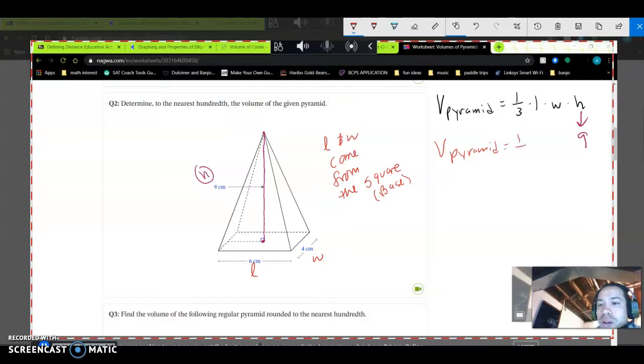So we can fill that in as the volume of our pyramid is equal to 1/3 times 6 times 4 times 9. Now, you can very easily just plug this directly into your calculator, or you could do the math piece by piece. Either way, it does not matter. I used the calculator and got a volume of 72.